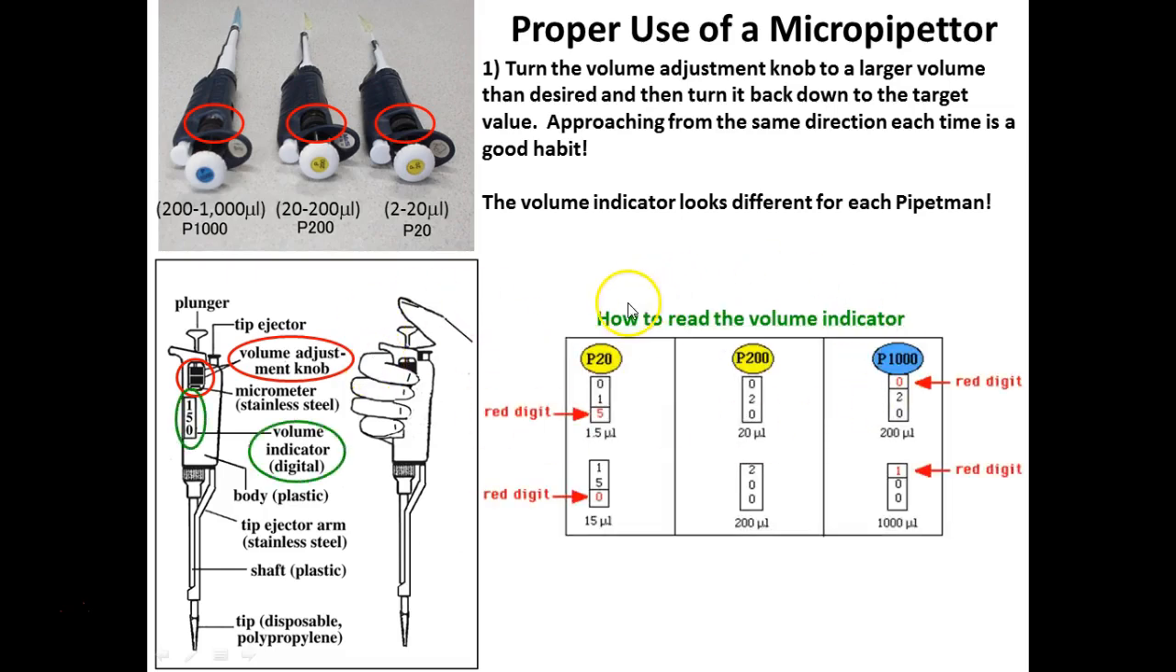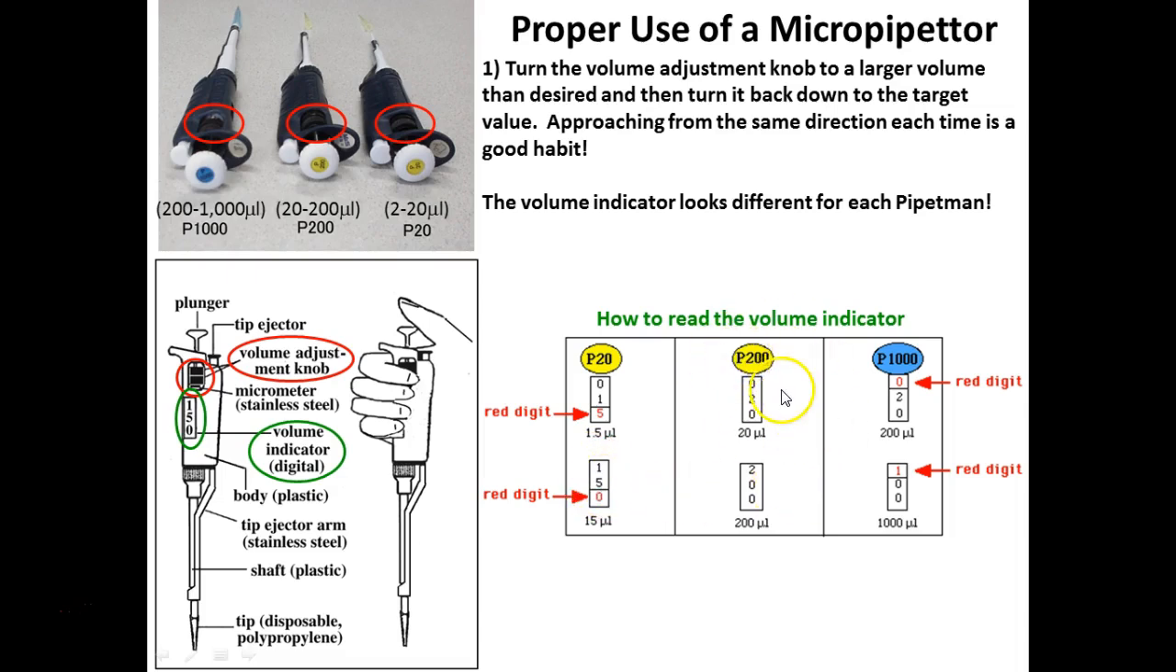Pipette men and how we read them, right? So this would be 1.5 for the P20, which has a maximum volume of 20 microliters. In this case, this would be 15 microliters.